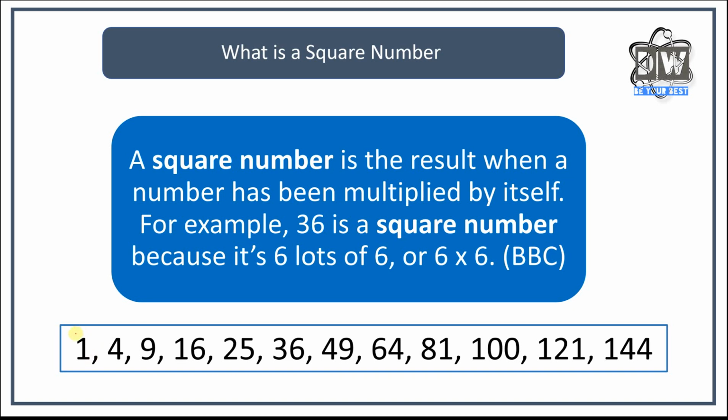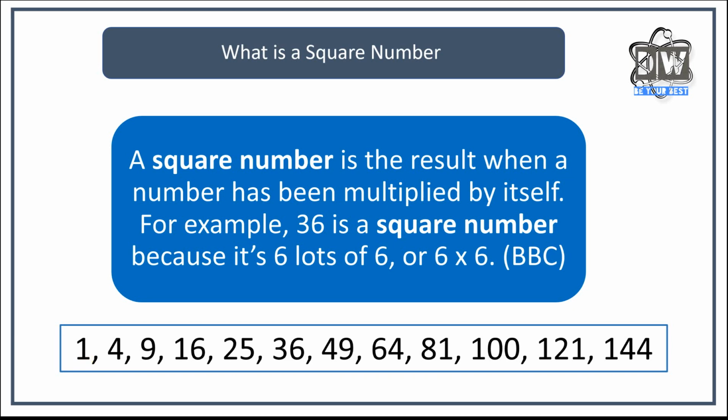So the first square number would be 1 because 1 times 1 equals 1. Then 4 is the next square number because 2 times 2 is 4. 9 is the third square number because 3 times 3 is 9. So forth and so on. And we do need to memorize these, and this is up to 12 square numbers.